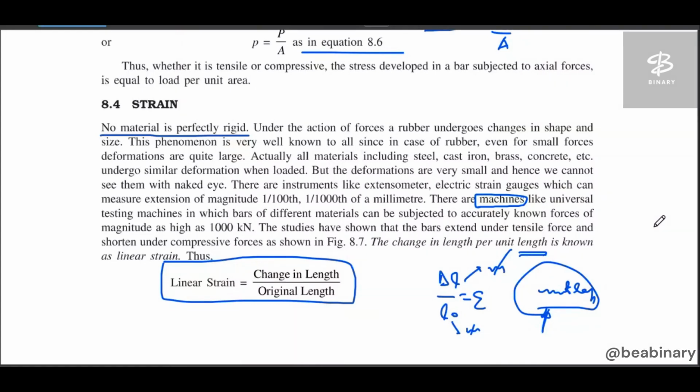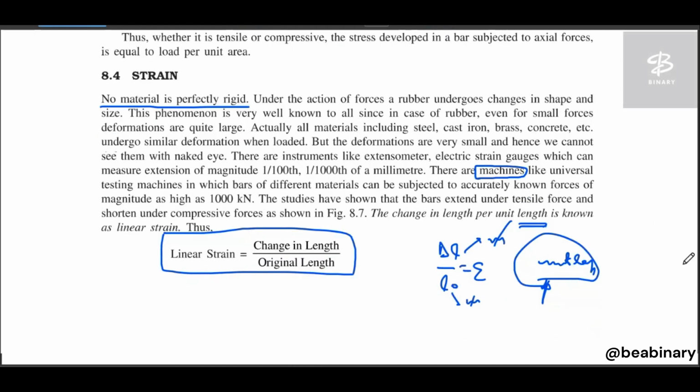Here in the diagram, the change in length per unit length is known as linear strain. According to me, you should remember in one line: displacement or deformation per unit length is called linear strain. But you should define it as displacement per unit original length or particular length, that is called the linear strain.